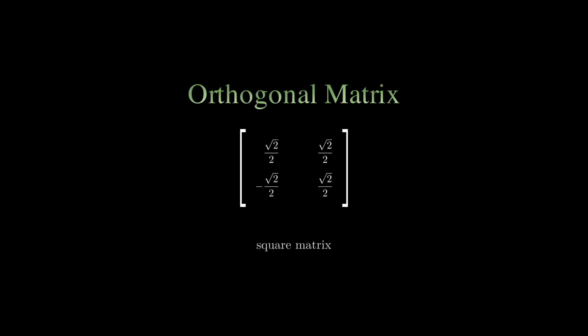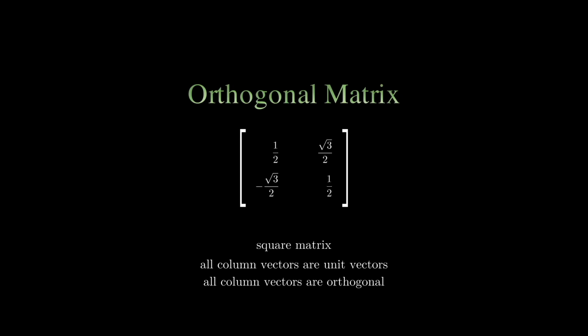Next, the orthogonal matrix. This one is very important for chapter 2 and 3. It's a square matrix. Every column vector is a unit vector, and they're all orthogonal to each other. Let's dissect the definition a little bit.